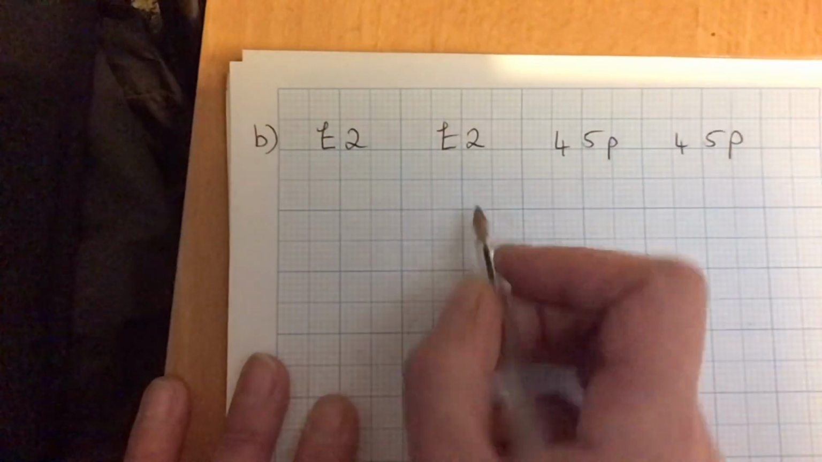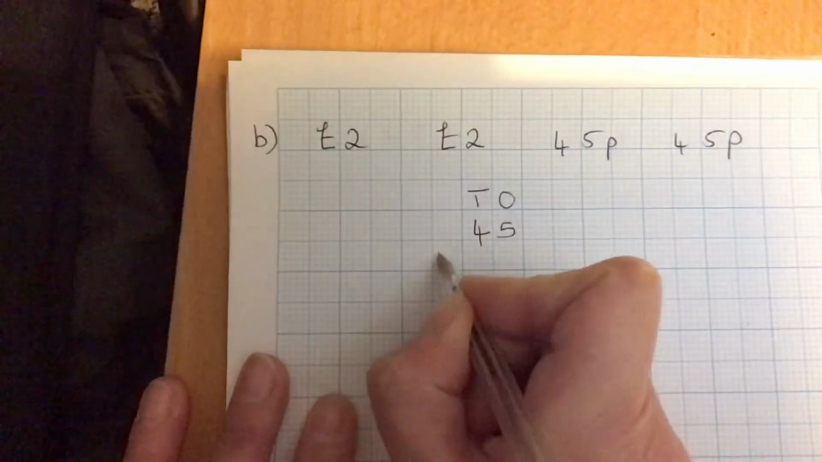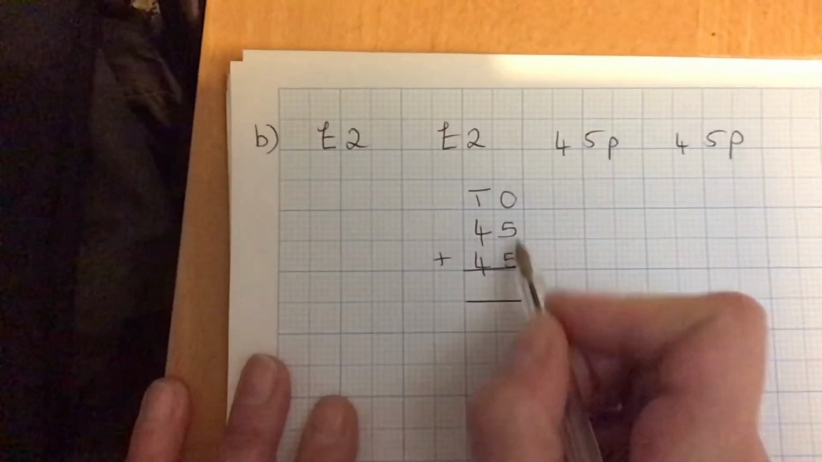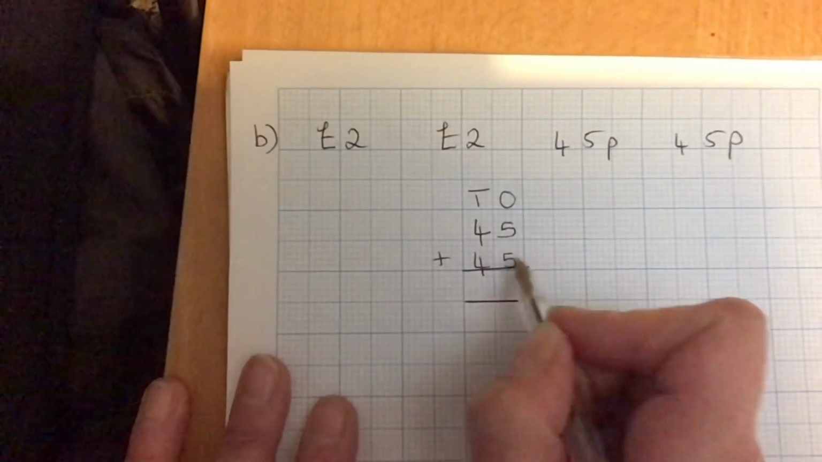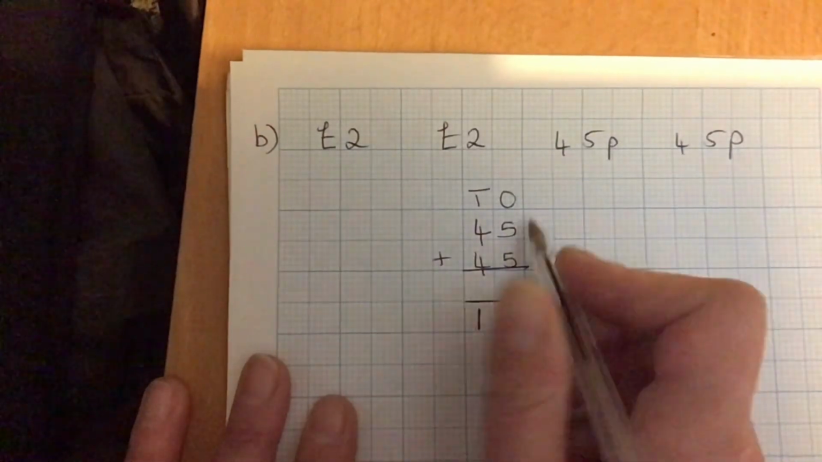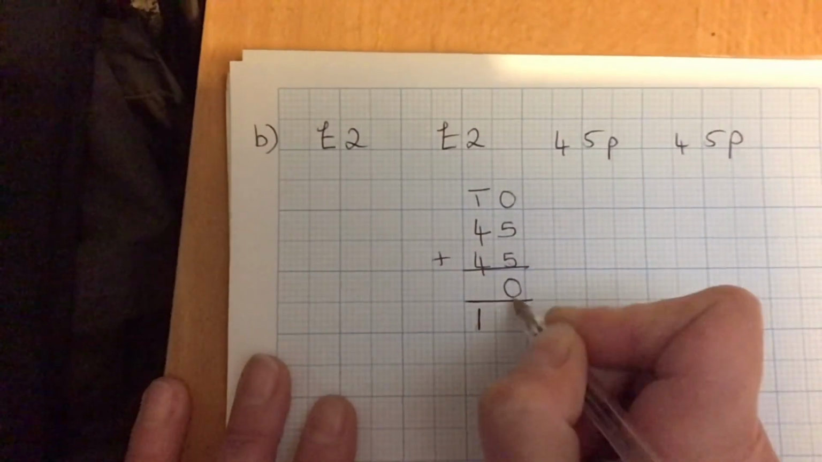So I'm going to work these two out in exactly the same way. So we've got 45p add 45p. 5 and 5 we know makes 10. So the 1 ten we put in the tens column. And how many ones are there? 0 ones, because that's our 10.